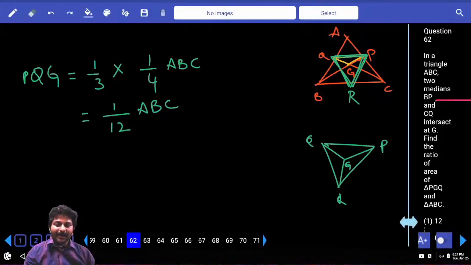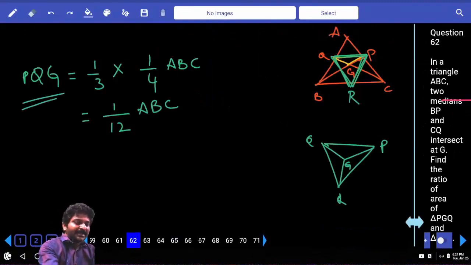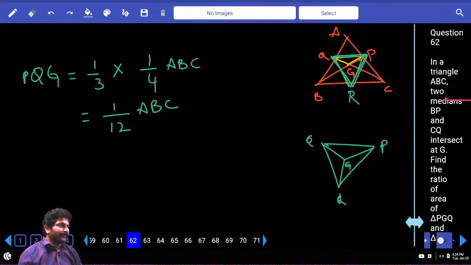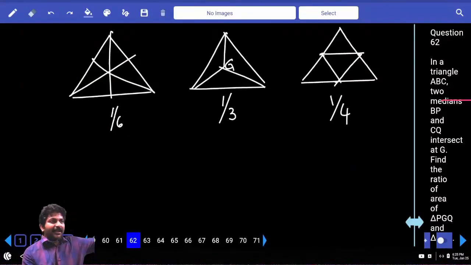Clear? Order is important. PQR to ABC, not ABC to PQR. PGQ to ABC, that will be 1/12. Ratio 1:12. Understood? So to answer this question, you need to have that basic idea: how midpoints join, how medians join, how the centroid divides the parent triangle area. With this basic knowledge, you can answer that question.